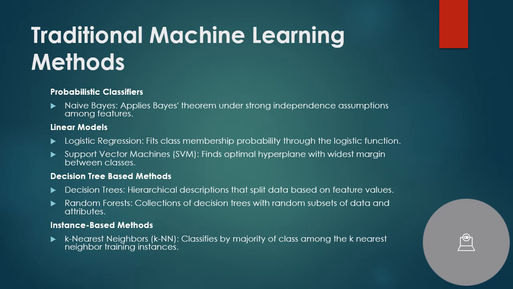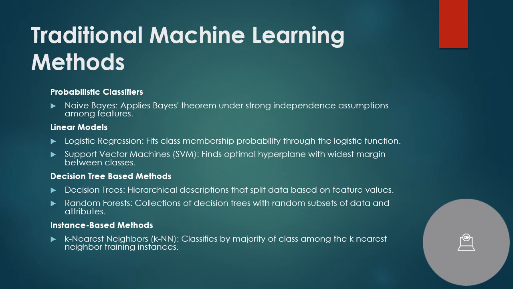These slides cover traditional machine learning algorithms commonly used for text classification. Now we'll look at probabilistic classifiers. Here we have naive Bayes, which applies Bayes' theorem with strong independence assumptions between features. And we also have three types of naive Bayes. They are multinomial, suitable for discrete features, Bernoulli naive Bayes, suitable for binary features, and Gaussian naive Bayes, suitable for continuous features.